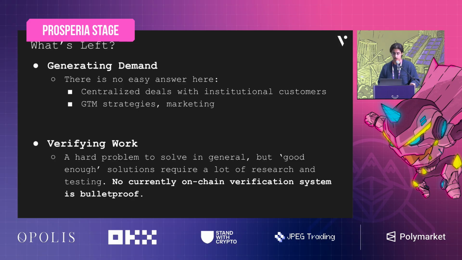And then verifying work. This is a hard problem to solve in general. There's very recent academic research on incentive mechanisms that can solve this, but contrary to what you might read in white papers, there is no bulletproof way to verify work in any DePIN protocol live on chain right now. It might be resilient to a lot of attack vectors, but I will always be able to show you an attack vector that they cannot solve for.